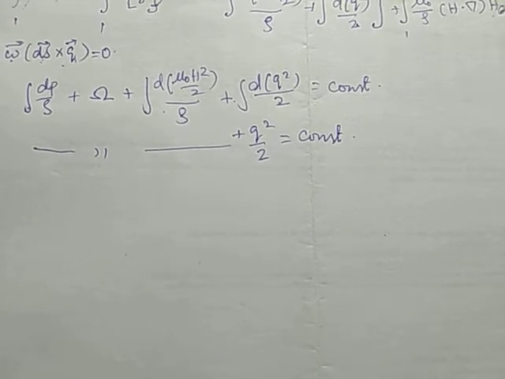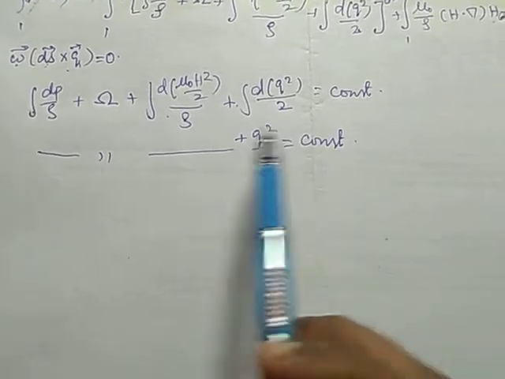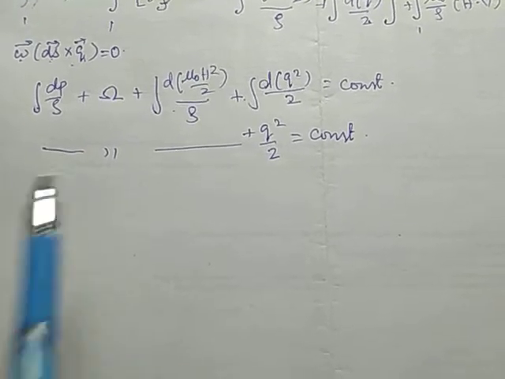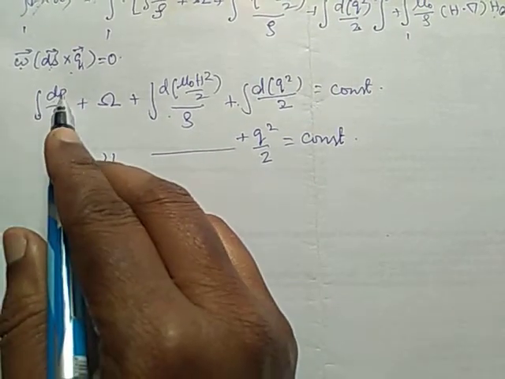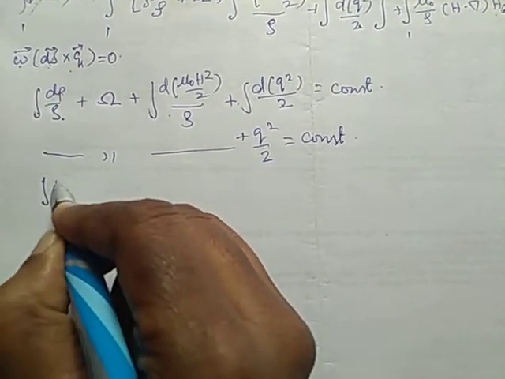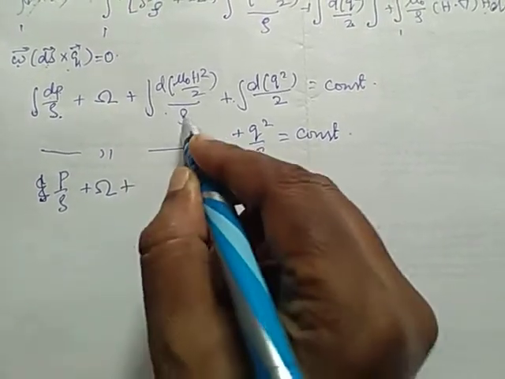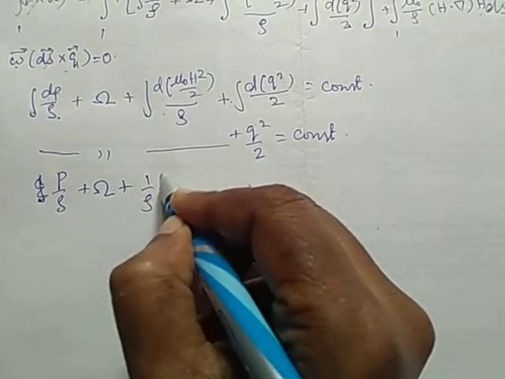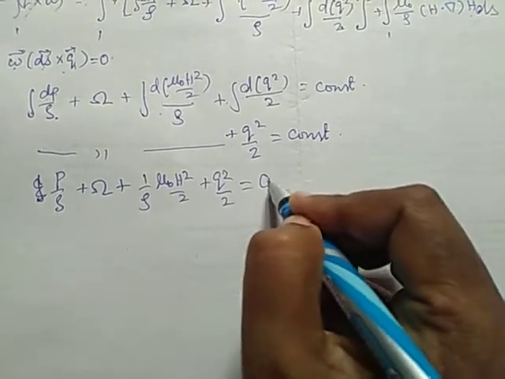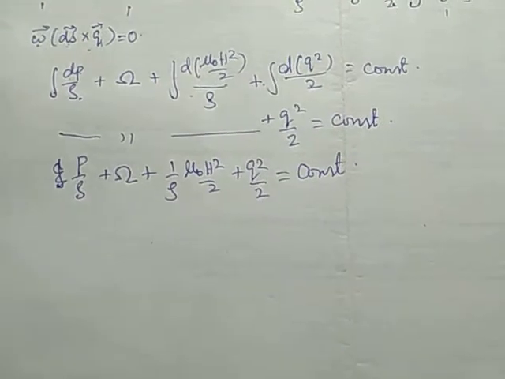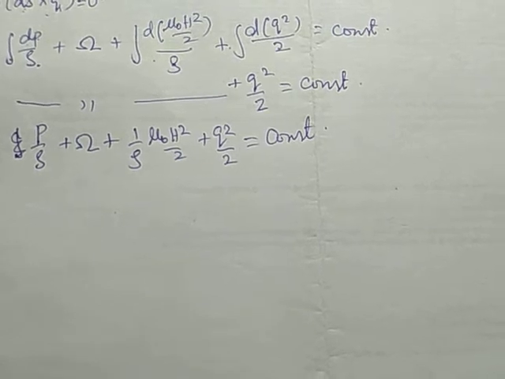So if the fluid is homogeneous, then this equation is for barotropic fluid. Suppose the fluid is homogeneous, then density will be constant. Therefore here integration of dp by rho will become p by rho, and omega is constant. Here again rho is constant. So mu naught h square by 2 by rho, and already we have q square by 2 equal to constant. So this is the required equation for homogeneous Bernoulli's equation.